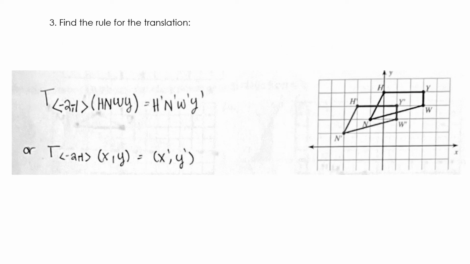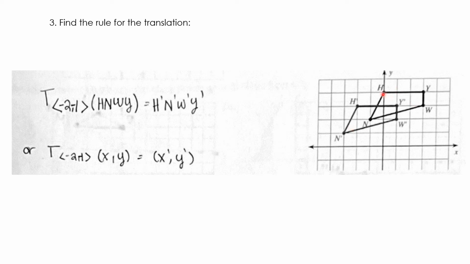Number three, it asks you to find the rule for the translation. So it gives you this little graph on your paper. And then I just took what I had handwritten down because it's a little easier to write this than it is to type it. So going from my pre-image, this one that's over here on the right, we know that it's going to this one over here on the left because it has the prime notation, right? So I know this is my pre-image, this is my image.